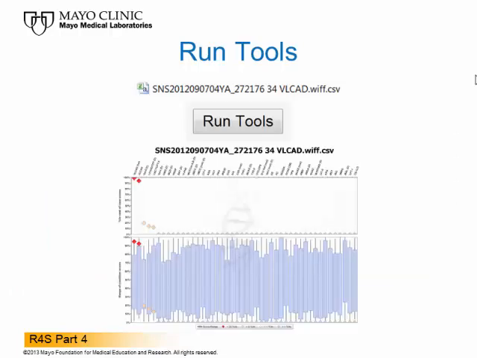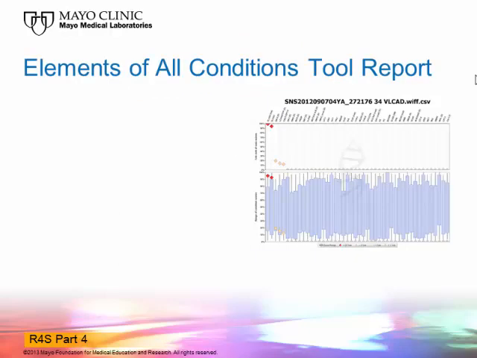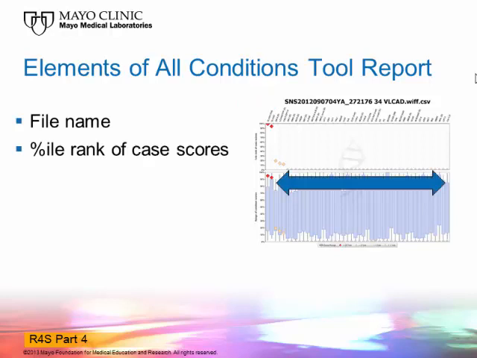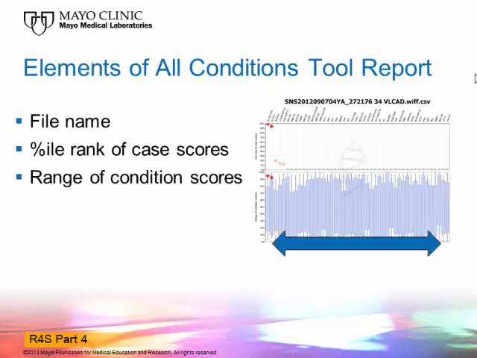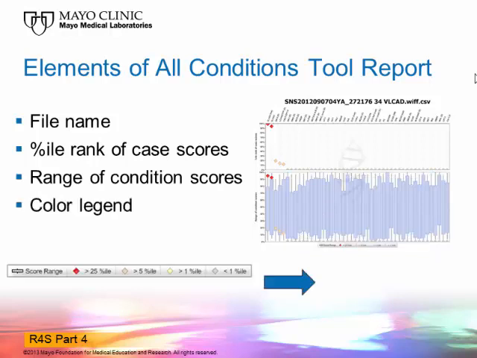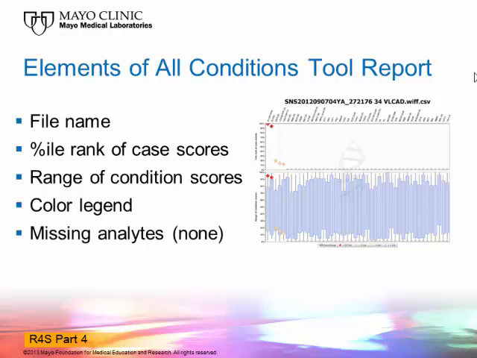the one shown here. The elements included in the all condition tool report are the following: file name, percentile rank of calculated case scores, the range of condition scores according to the selected type, a color legend for the diamond symbols representing the scores, and, if applicable, a list of missing analytes, if any. None is listed in this case.